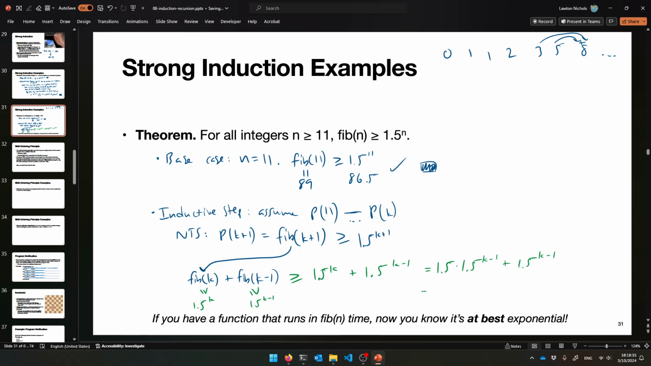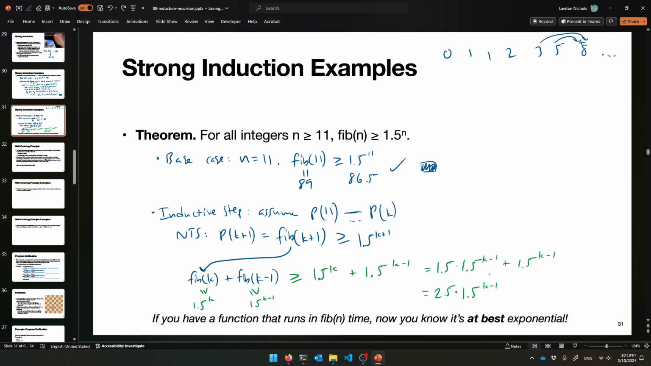Okay. All right, now I have a bunch of these. I have a bunch of things, 1 times 1.5 to the k minus 1. How many of those things do I have? I have 1.5 of them and another one of them. See that? That's 2.5 of these things. So that's what I have. And then, all right, this is where you have to do some tricky math. 2.5, what is that? I need to get this somehow looking like 1.5 to the k plus 1.